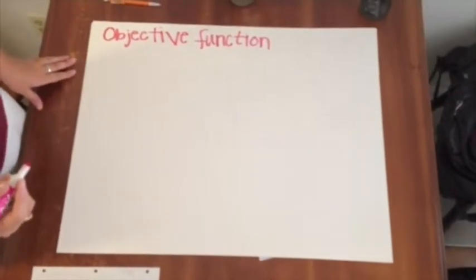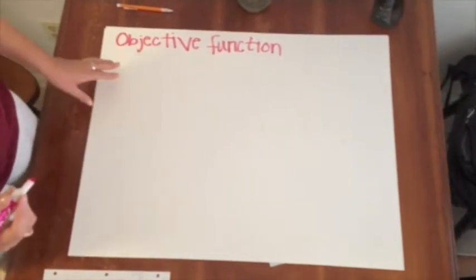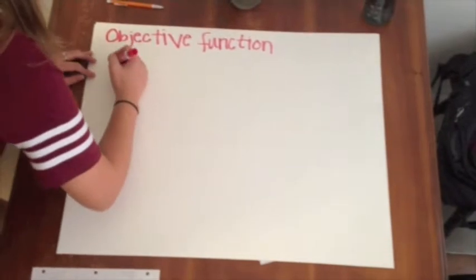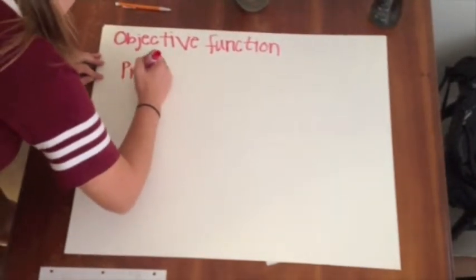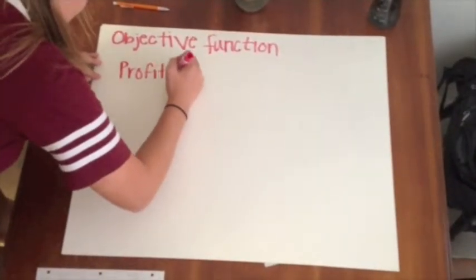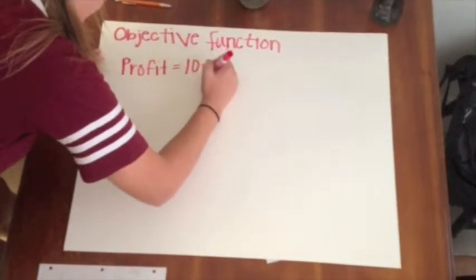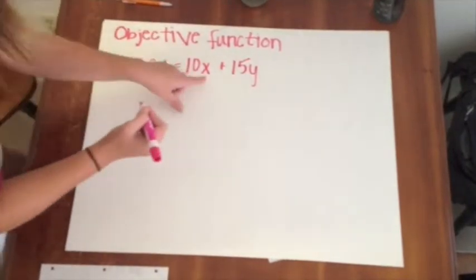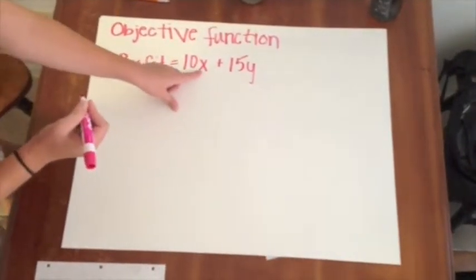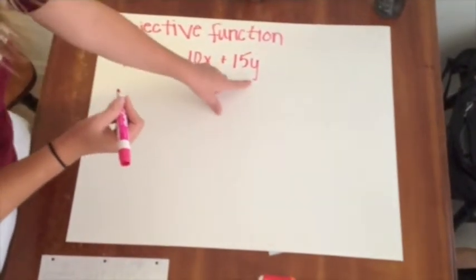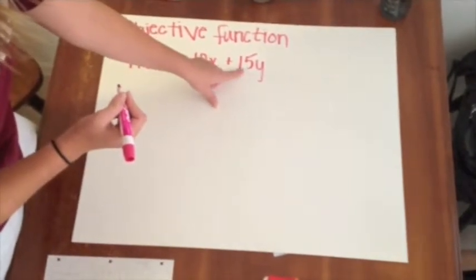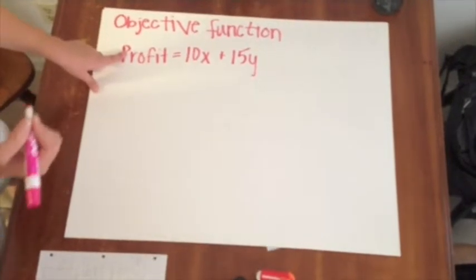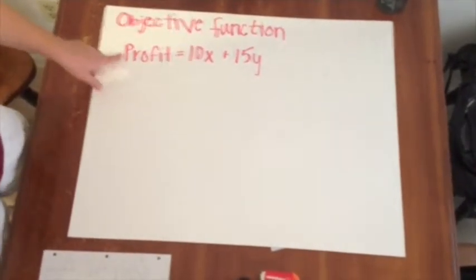So now that we have our variables, we are going to write our objective function. Our objective here is to make money, so we're going to say that our profit is equal to 10x plus 15y. Remember, x represents our single sandwiches, and those sell for $10. Y represents our double deckers, and those sell for $15. So when we add those together, that's going to be equal to our profit, and this is our objective function.